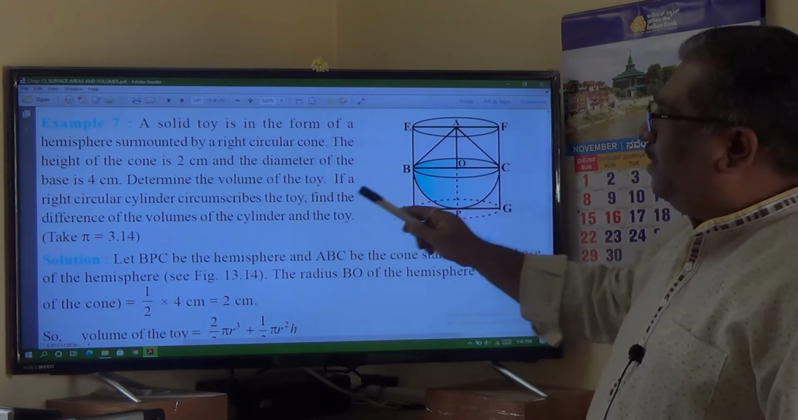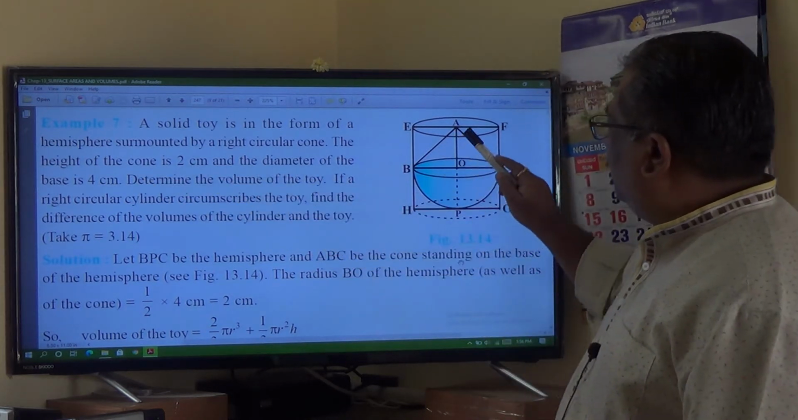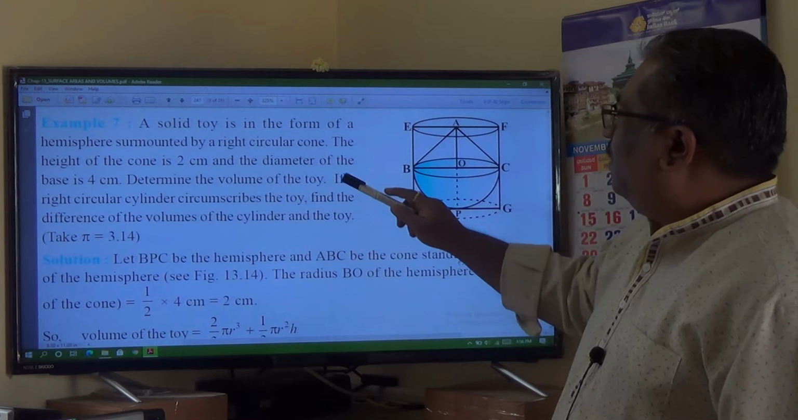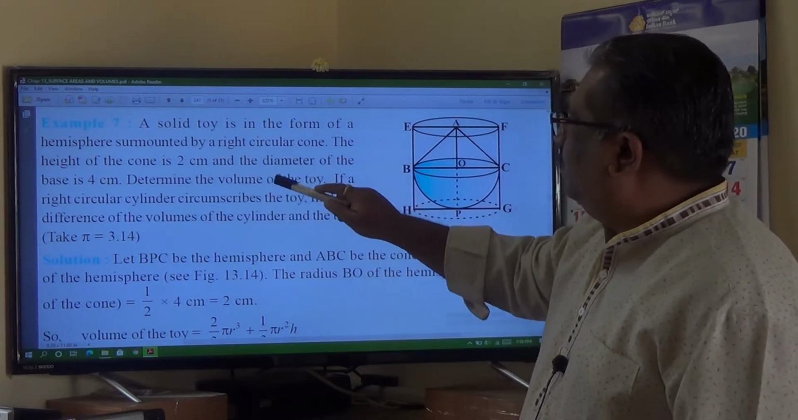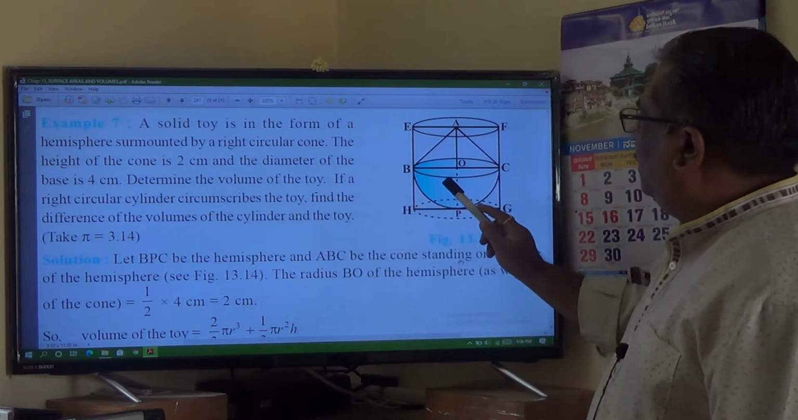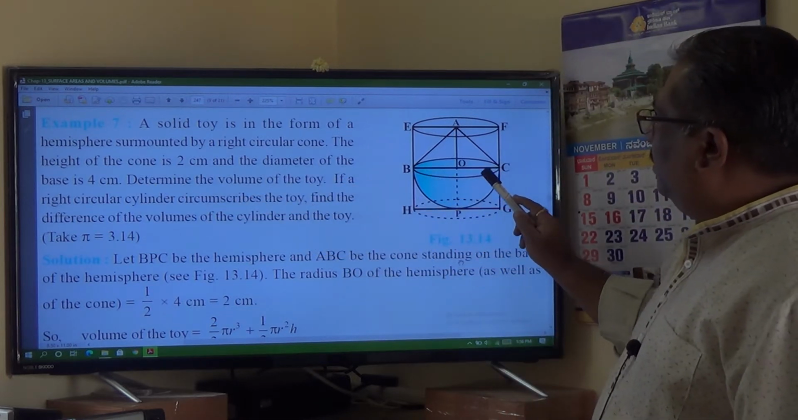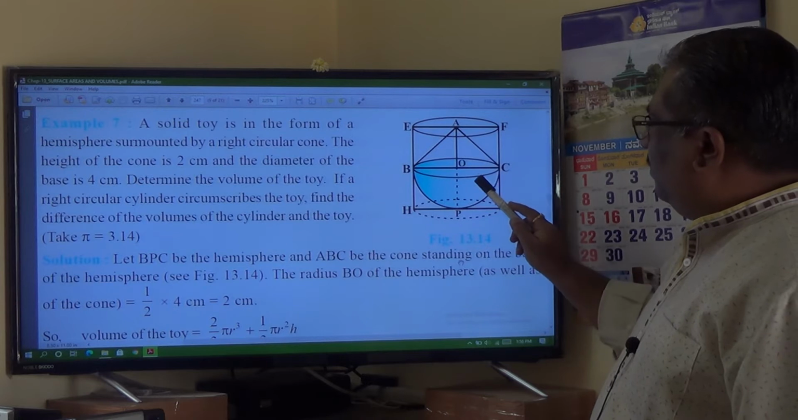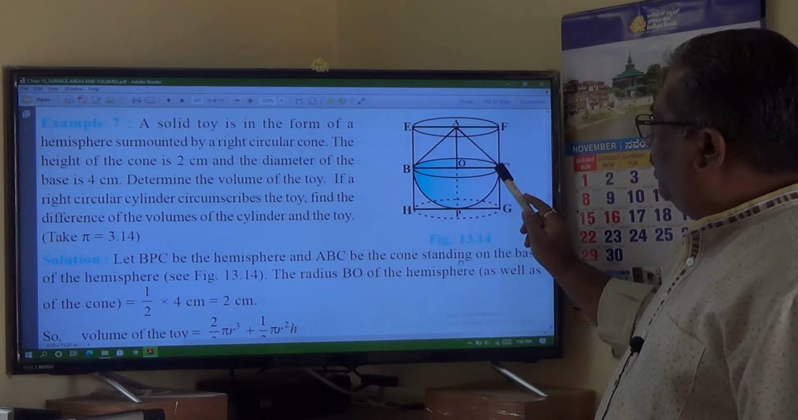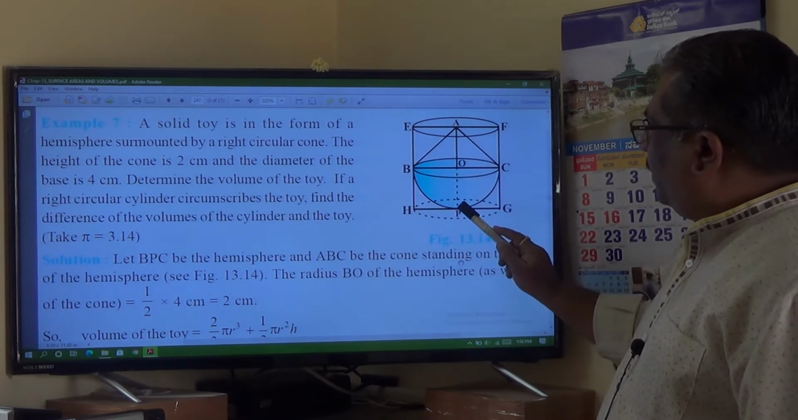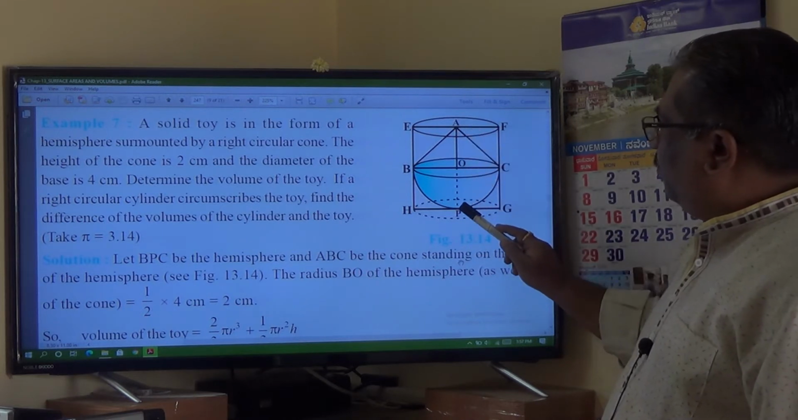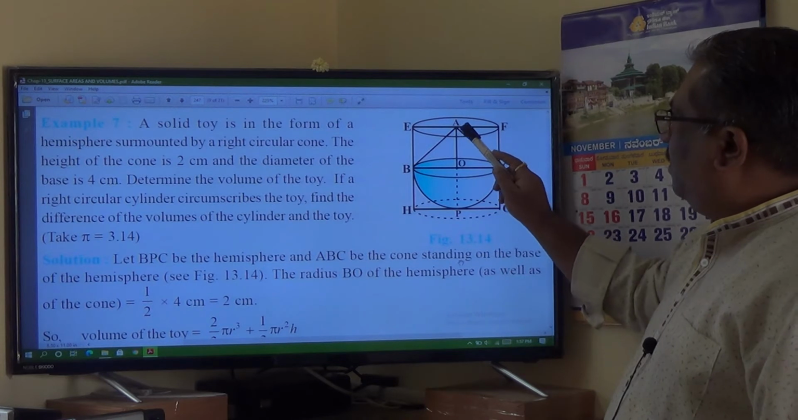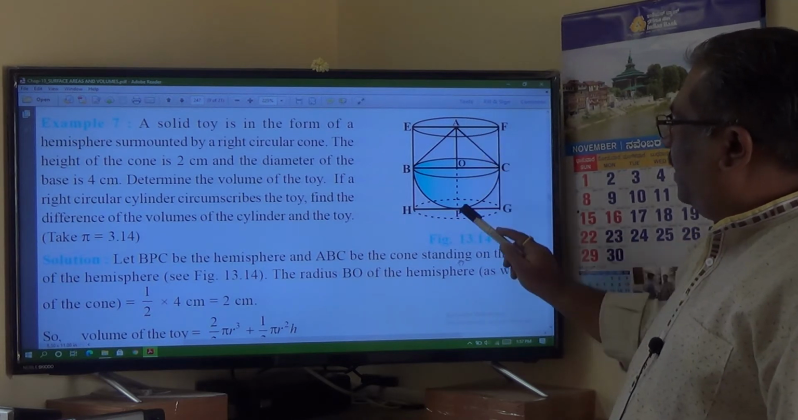What have they given? The height of the cone is given, 2 centimeter, AO, and what else? The diameter of the base. The diameter of the base is 4 centimeter for the cone, which is also the hemisphere. From here to here is 2. Therefore, from here to here is also 2. AO is given as 2. So from here to here is 4 centimeter. For the cylinder, radius 2 centimeter, height 4 centimeter.